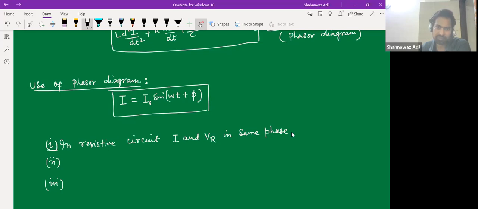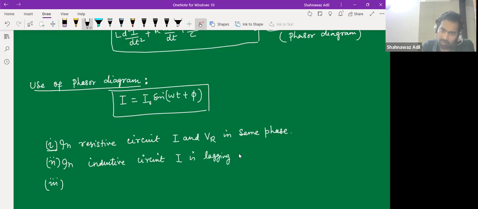This we know, right? In an inductive circuit, current is lagging behind the voltage by pi by 2, right?